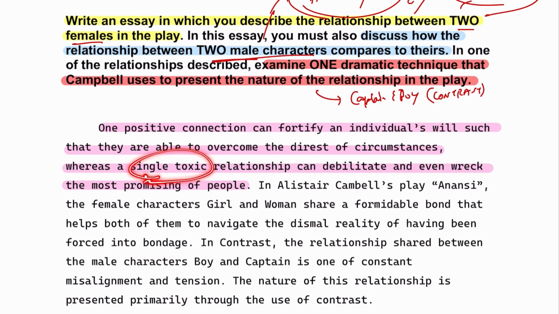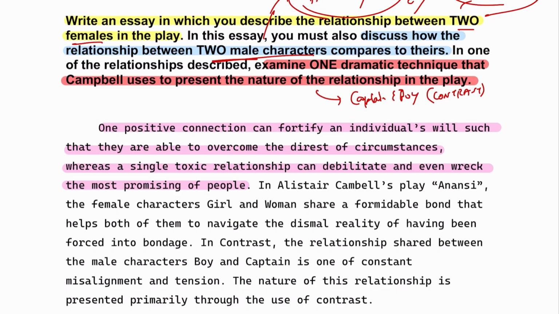And this one is of course connected to boy and captain. And that ends up being debilitating. Well, it's a little bit exaggerated in the hook perhaps, but the hook is meant to go big, right? You don't want your hook to be so extreme that it doesn't connect to the essay, but you don't want it to be too subtle or too simple. You still want to start with a bang, right? And based on this hook, it's clear that I'm going to be discussing relationships, and not just relationships, but positive and negative relationships, right? So I think that's a good hook.